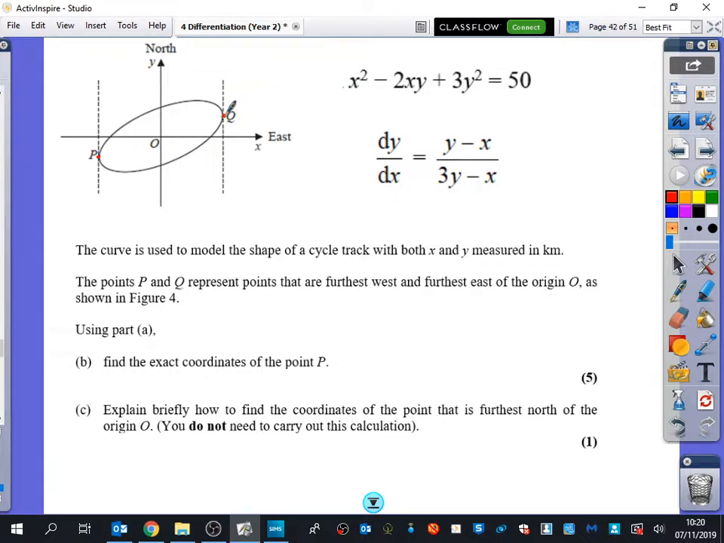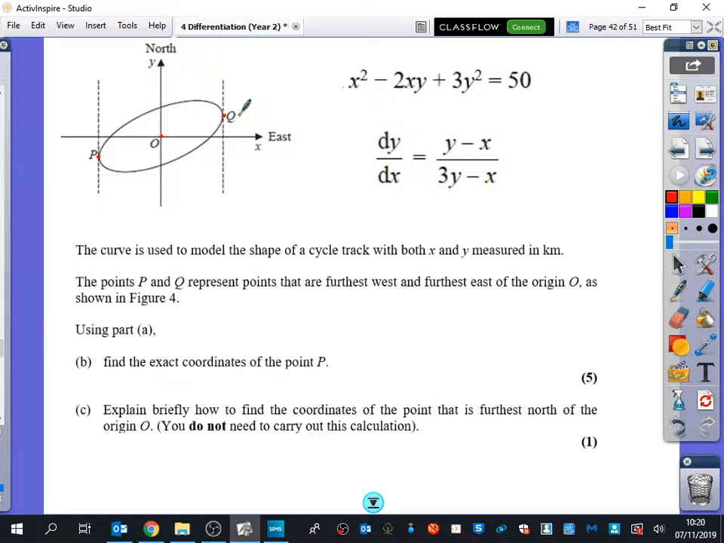But it says the points P and Q represent points that are furthest west and furthest east of the origin, as shown in figure 4. So clearly this is the one that's furthest west and this is the one that's furthest east. And then it says, using part A, find the exact coordinates of the point P. We're only interested in P, we're not actually interested in Q. What were you going to say? Is the origin the midpoint? Yeah, so actually we're going to presume this looks pretty symmetrical then. So the origin looks like it would actually be the midpoint of PQ as well. I didn't think of that before.